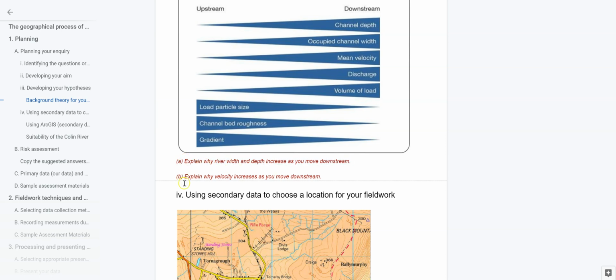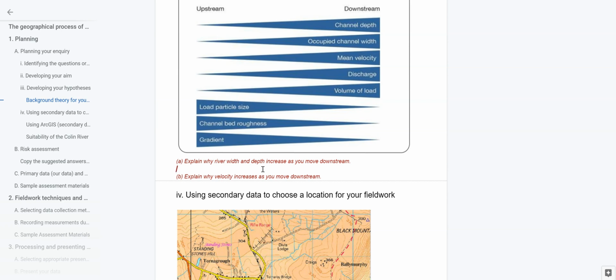Now, the answers should be quite long. A good paragraph, maybe even 2 paragraphs of this, explaining why, using good geographical terminology. So you'll be referring to erosion, but I would also like you to refer to some of the different types of erosion that take place and the direction. So you'll be referring to lateral erosion, you'll be referring to vertical erosion, and also then you'll be explaining why velocity increases as you move downstream.